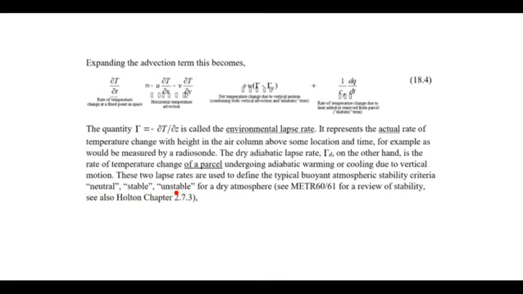In parcel theory, a neutral atmosphere is one where the parcel has the same temperature as its environment. In a stable atmosphere, upon vertically lifting a parcel, the parcel becomes cooler than its environment and sinks back down. And an unstable atmosphere is one where, upon adiabatic uplift, the parcel becomes warmer than its environment and keeps rising. So the cutoff between neutral, stable, and unstable is when gamma is on either side of gamma D, as we'll now show.